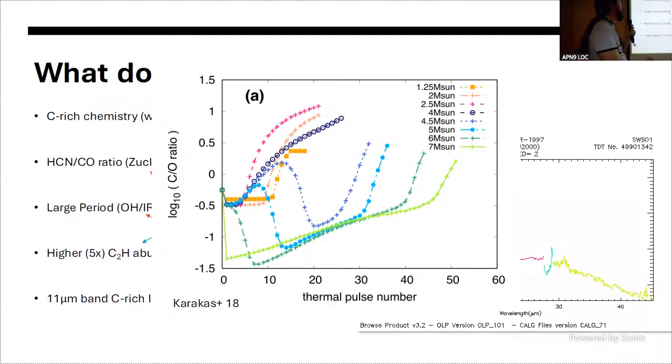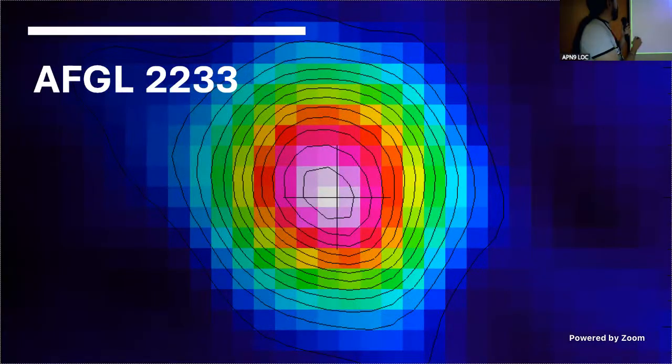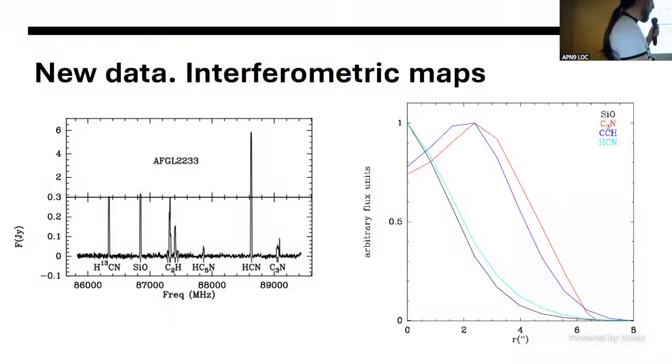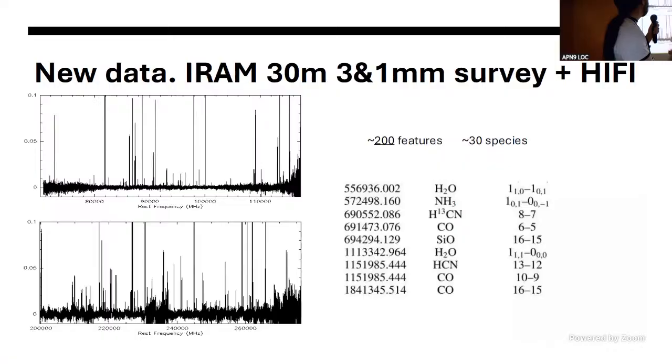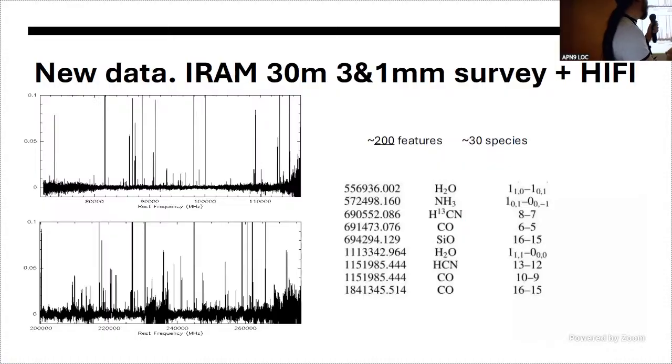Okay. So I want to focus now on FHEL 2233, and we wanted to know about its chemistry, whether it had some hints about the massive nature. First, we obtained maps with NOEMA of certain selected lines, as azimuthally averaged radial profiles of the emission. We also went to the 30-meter and obtained full 3-millimeter and 1-millimeter line surveys, plus we count with HIFI observations from the past. In total, roughly 200 features coming from more than 30 different species.